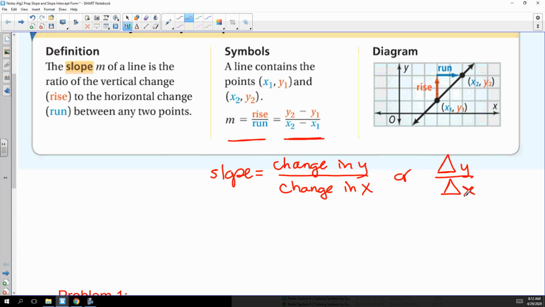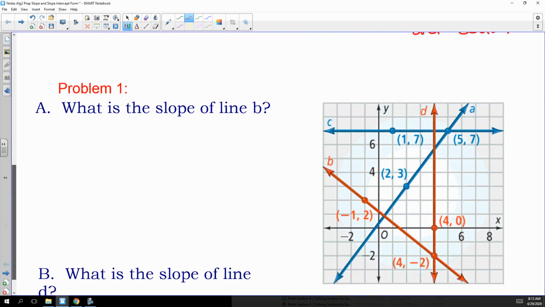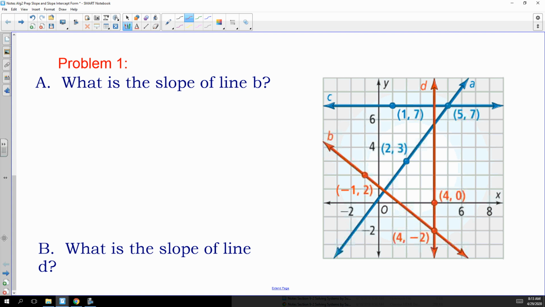That's pretty common as well. So just so you get familiar with seeing some of those symbols. Again, that's read delta y over delta x, right? That's how you would say that out loud, okay? All right, so let's just go through a couple, reminding yourself a little bit about slope.